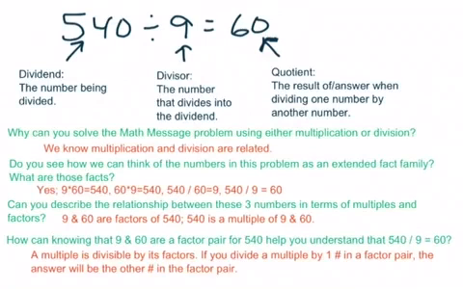So the reason that I can solve the math message problem with multiplication or division is because I know that multiplication and division are related. They're opposite operations. So that's really a helpful thing to keep in mind. They work together. And the facts that are the extended fact family, hopefully you said 9 times 60 equals 540, or I could say 60 times 9 equals 540. 540 divided by 60 equals 9. 540 divided by 9 equals 60.